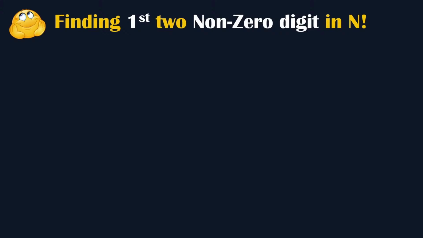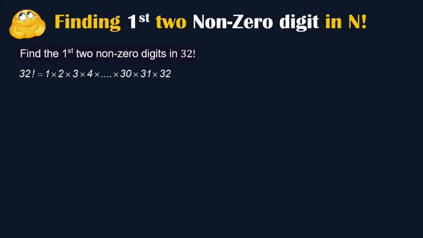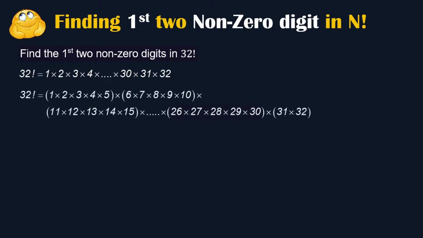Let us take the example: find the first two non-zero digits of factorial 32. The same example I am taking here. So what we have done, 32 factorial I have written in this way. Then we made groups of 5 numbers taken at a time. In this case also we have done it. Now let us consider the first group, that is 1 into 2 into 3 into 4 into 5. We are getting 12 into 10 into 1.